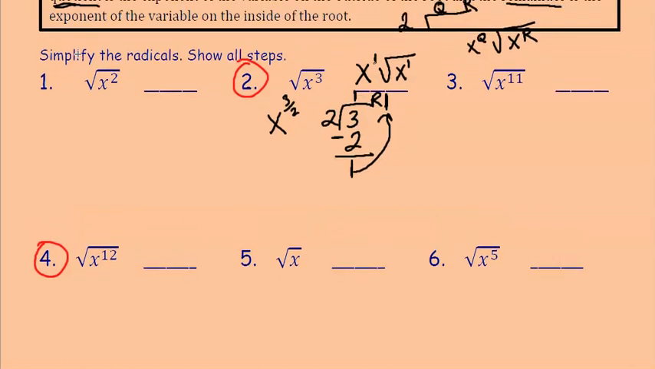Now, since this is an odd degree, we could also say that this is the absolute value of x. Because remember, if we had a negative inside the square root, it would be imaginary. This is to specify that we wouldn't have that here.